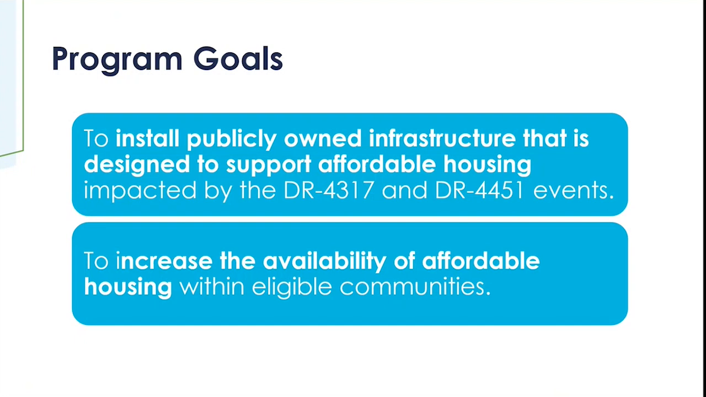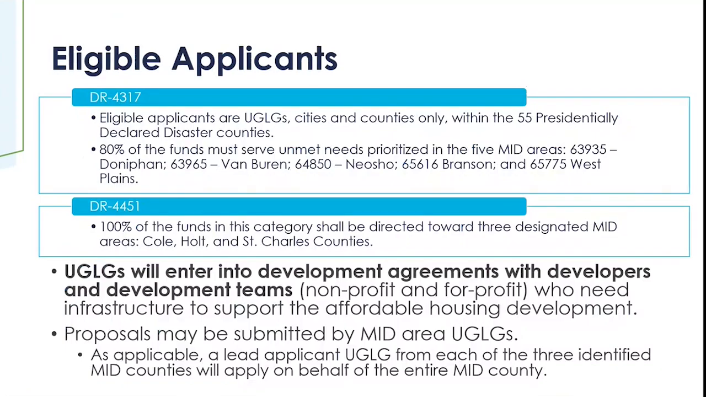The goal then is ultimately to increase the availability of affordable housing. The infrastructure in support of housing category exists in both the DR 4317 and the DR 4451 funding categories. Consistent with all the funds under 4317, eligible applicants are the 55 declared counties with 80% of the funds directed at the MID-area zip codes. And you can see in the block above on this slide what those zip codes are and where they are generally located. Funds under the DR 4451 are directed at Cole, Holt, and St. Charles County, the only three MIDs under that disaster recovery 4451.